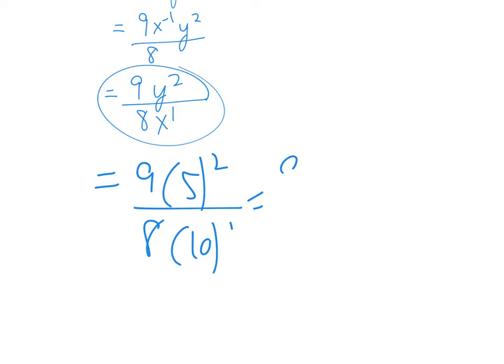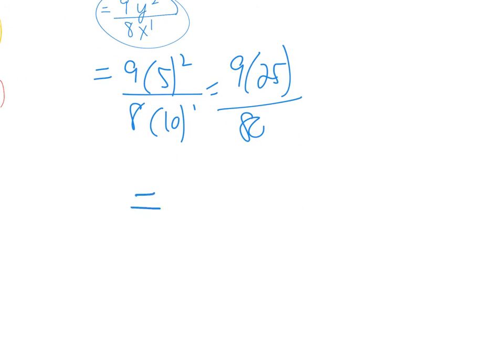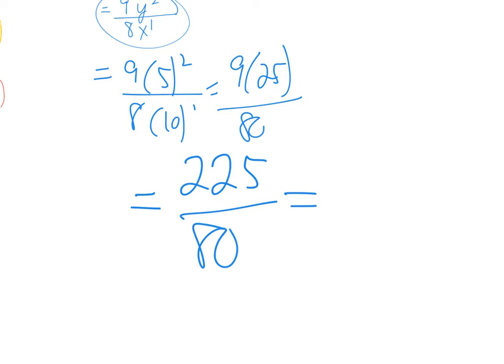So this becomes 9 times 25 all over 8 times 10, which is 80. And 9 times 25. Well, 4 times 25 is 100, so 8 times 25 is 200, and there's an extra 25. So this is 225 over 80. And then we could reduce.